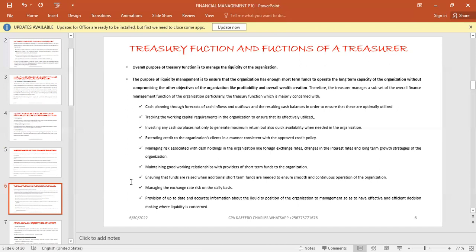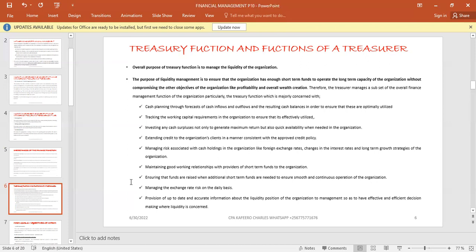The third last is ensuring the funds are raised when additional short-term funds are needed to ensure smooth and continuous operation of the organization. Here we are looking at, yes, we have the capital and we've been operating, but if we happen to need cash, we should be able to get the cash from other sources. That's what we are looking at.